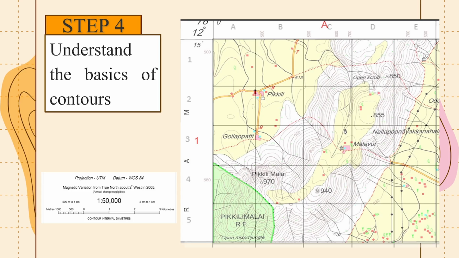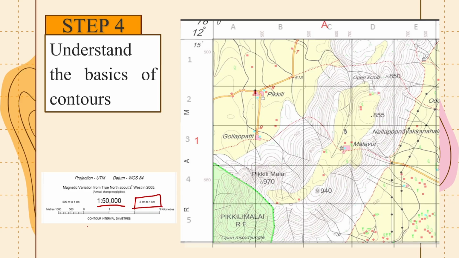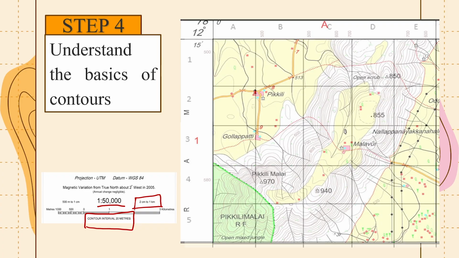Once this is done, now we need to understand some of the basics of contours. As said, your scale of the topo sheet is 1:50,000, and so you are dividing the grids into 2 centimeter to 1 kilometer. One more thing that we need to consider in reading all the contours within a topo sheet is the contour interval. This is one of the important points. First let us understand how to read contours, and then we will see how this 20 meter interval works.